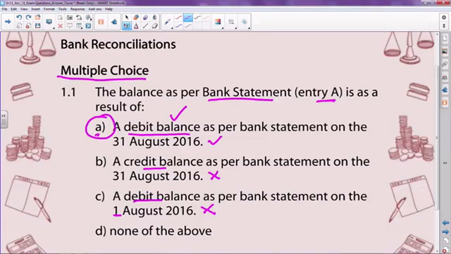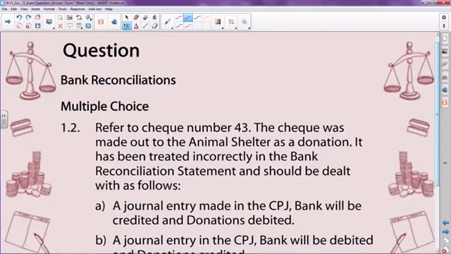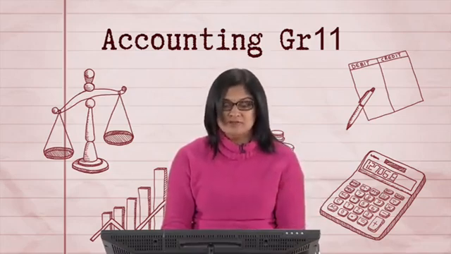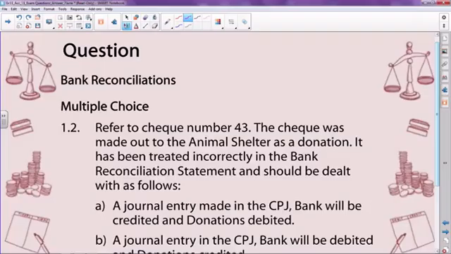Right, let's now move on to the next question. Another multiple choice question. Remember, guys, even though it is multiple choice, it's not a matter of just choosing the correct entry. You've got to make sure you understand the question and you refer to the relevant information. 1.2, refer to check number 43. We need to refer to a check. The check was made out to the animal shelter as a donation. It has been treated incorrectly in the bank reconciliation statement and should be dealt with as follows.